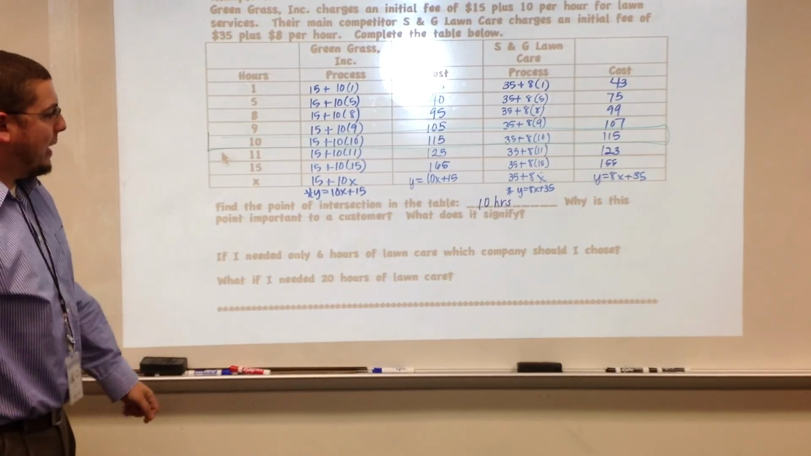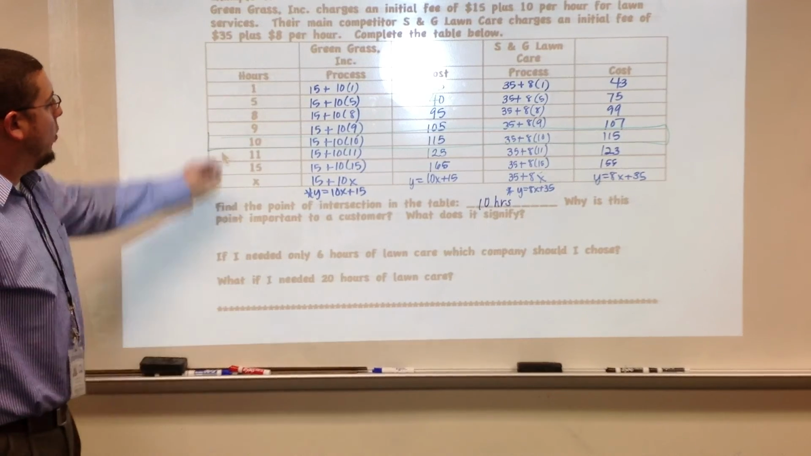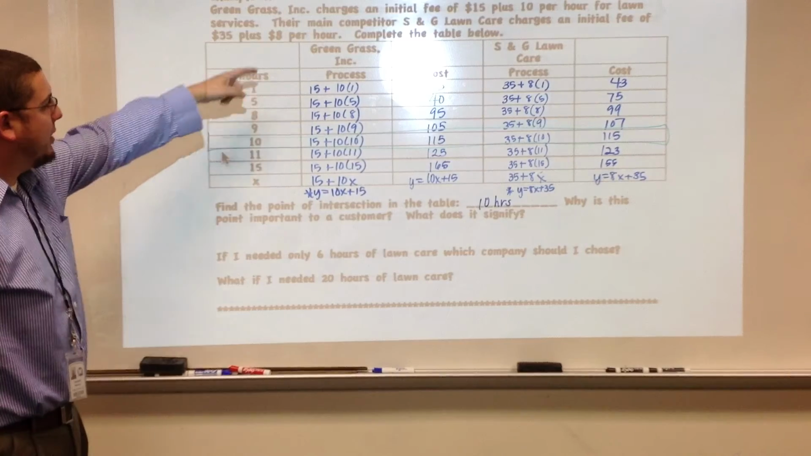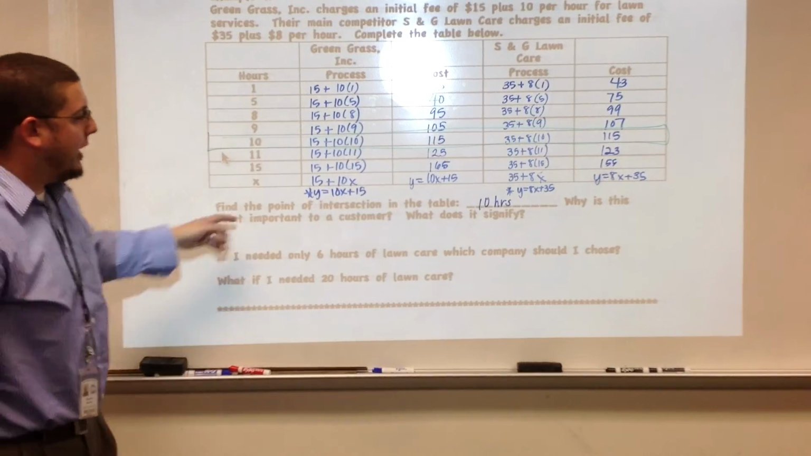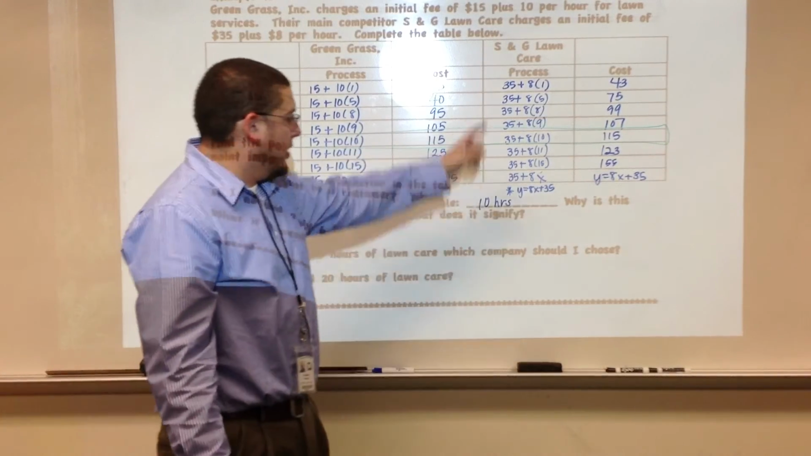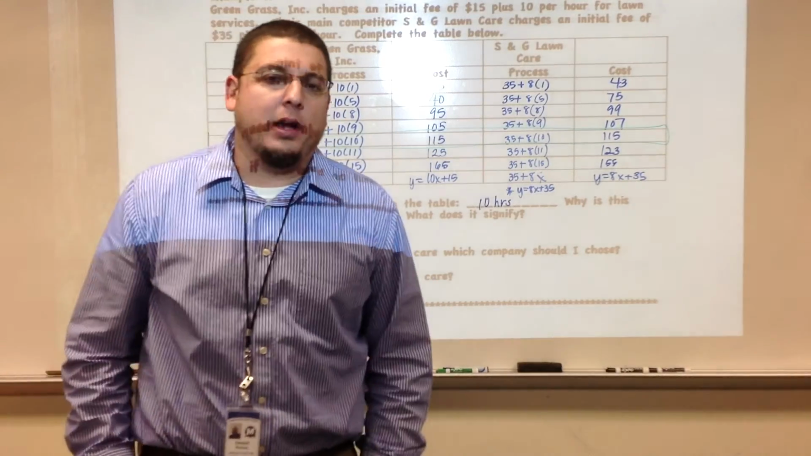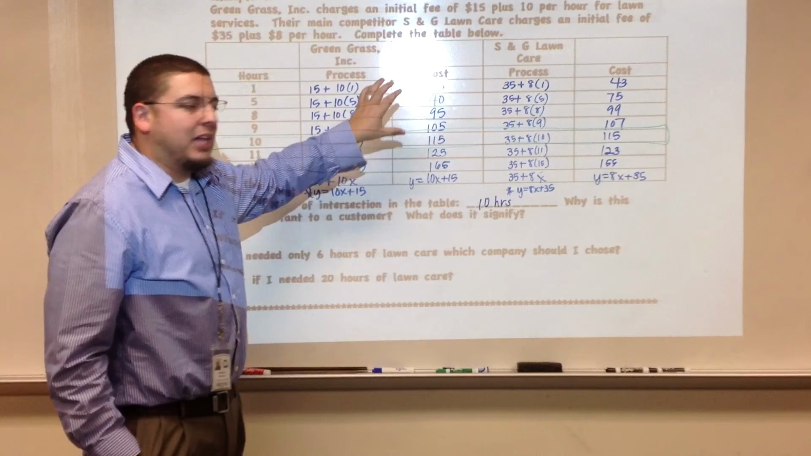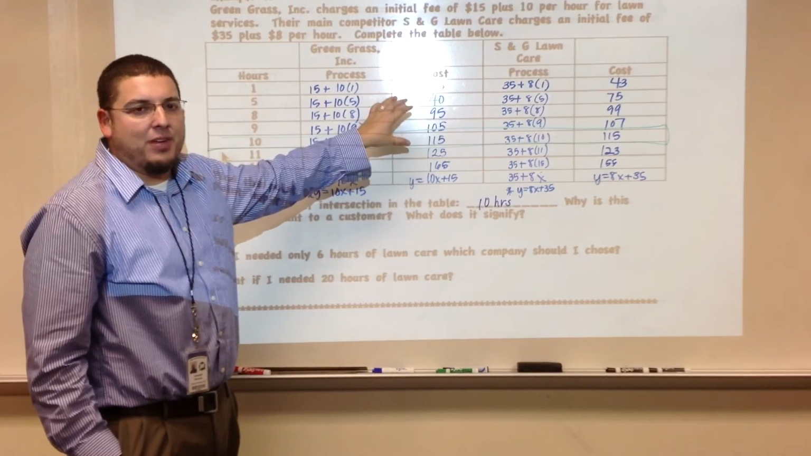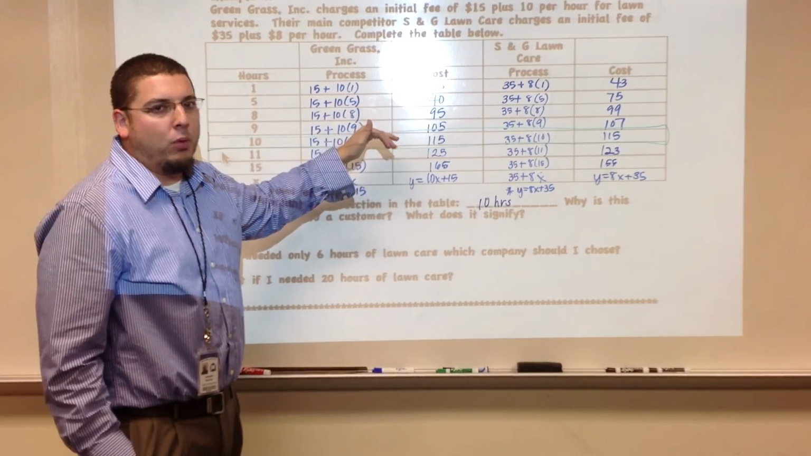So that's why that's important. If I only needed 6 hours of lawn care, which company would I choose? Well, 6 is less than 10 hours, I would go with green grass. If I wanted 20, which is greater than 10 hours, I would go with S&G. This is a real world scenario of where we would use systems of equations. So this is actually relevant. It's a lot of work, but this is something that you're going to have to invest in and do because this is very important.